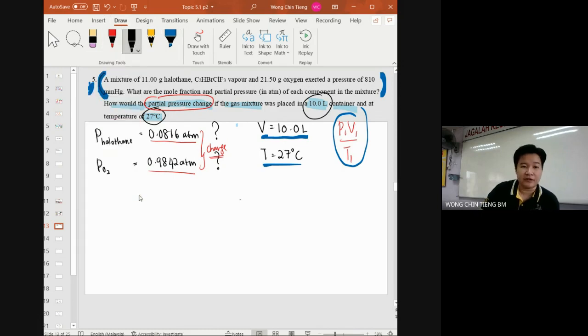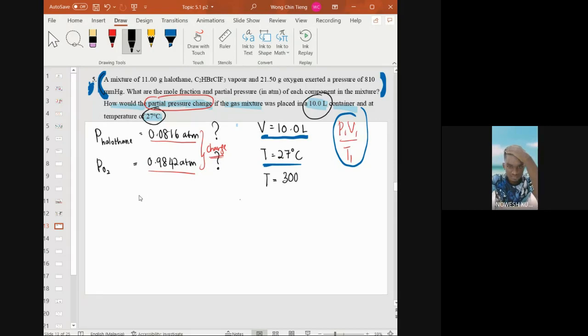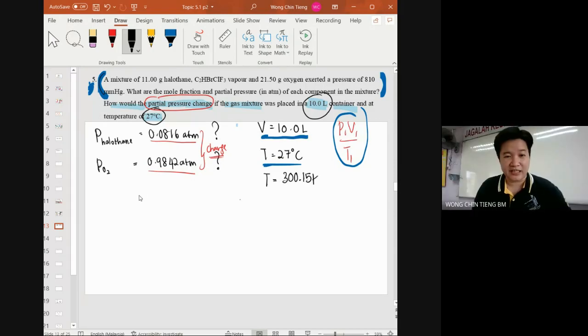So in the PV equals to nRT, temperature must be in Kelvin. 27 degrees Celsius in Kelvin, please. 300.15 Kelvin. Kalau Norwesh tak ada hari ni, MC kelas ni akan jadi bisu. Okay, thank you Norwesh. Thank you for your support. So 300.15 Kelvin. Agree over that?